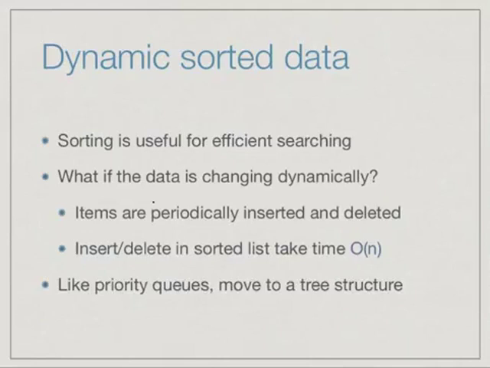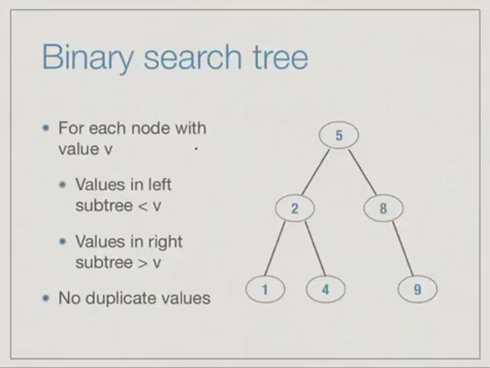So supposing we have a sequence of items and items are periodically being inserted and deleted. Now, as we saw with heaps, for instance, if we try to maintain a sorted list and then keep track of inserts, then each insert or delete in this case would take order n time, and that would also be expensive. However, it turns out that we can move to a tree structure, like in a priority queue, we move to a heap and then do insert and delete also efficiently alongside searching. So the data structure we have in mind is called a binary search tree.